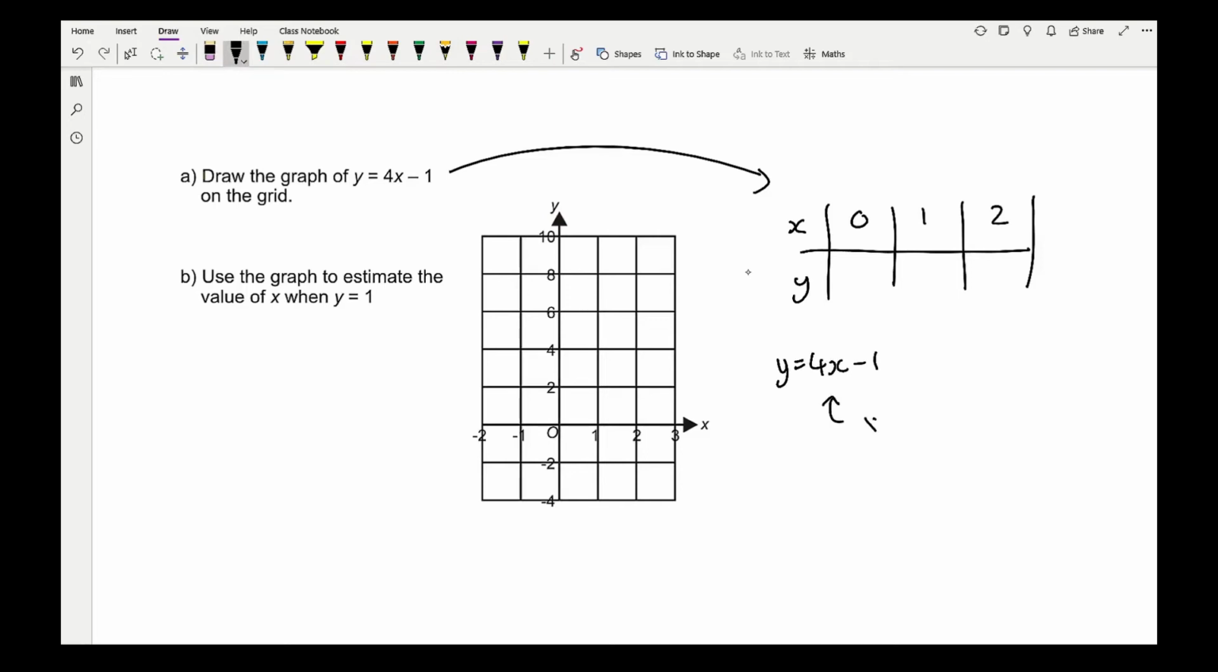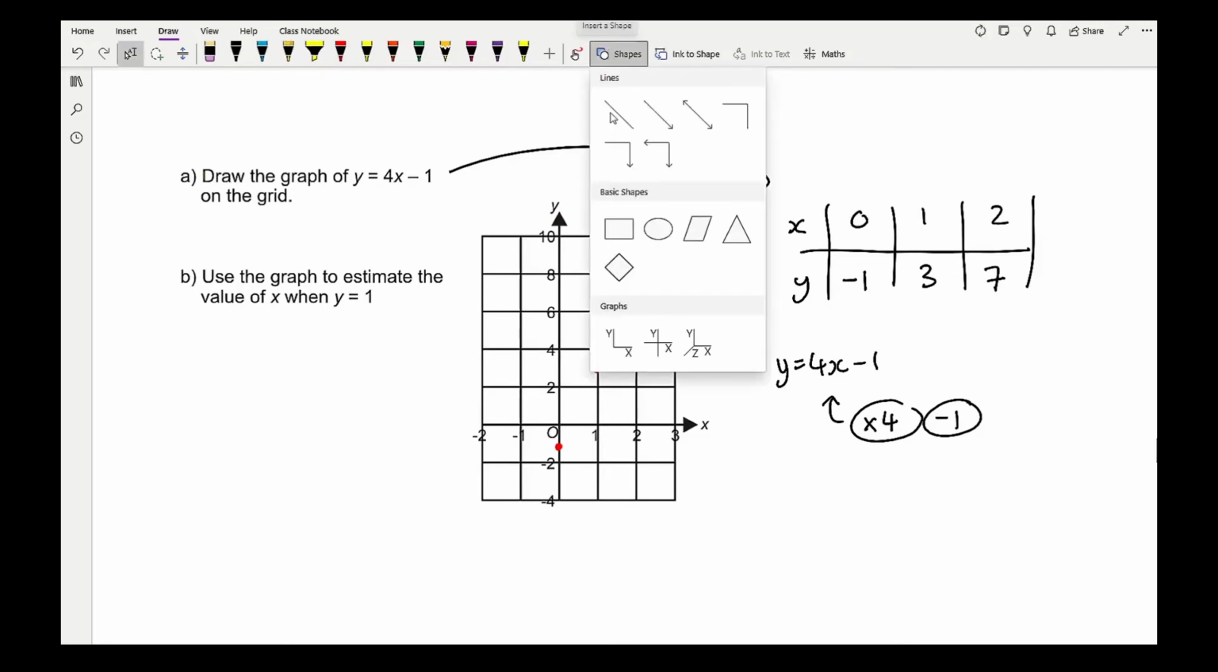So this is multiplying by 4, and then take away 1. So 0 times 4 is 0, take away 1 is minus 1. 1 times 4, take away 1 is 3, and 2 times 4 is 8, take away 1 is 7. Now with this, you just need to be careful that your y ordinates are going up in 2s, so you might have to plot halfway through a line. So 0, minus 1 is going to be here, 1, 3 is going to be here, and 2, 7 is going to be there.